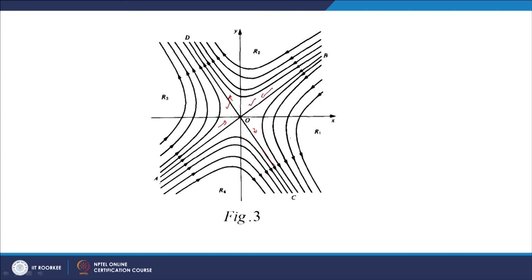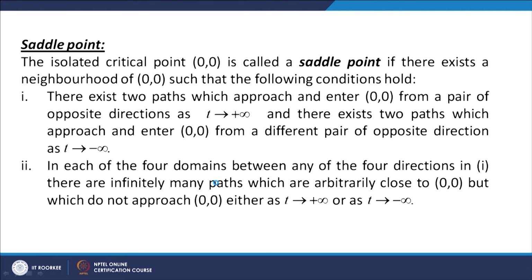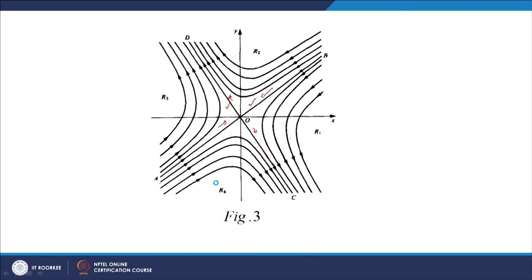Now you can see these four directions divide this xy plane into four regions, R1, R2, R3 and R4. So there are four regions, and in each of the four domains between any of the four directions there are infinitely many paths. You can see there are infinitely many paths like this.